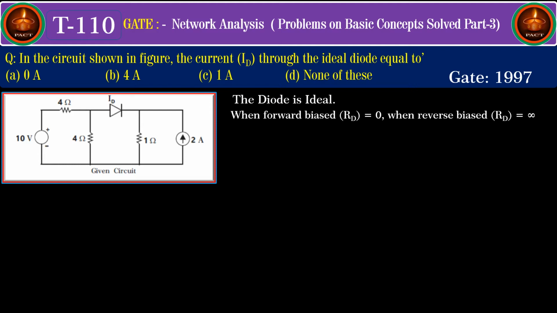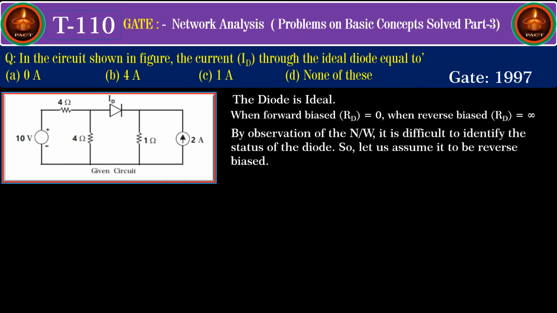So, let us confirm it by assuming that the diode is reverse biased. When it is reverse biased, we can open it. But remember friends, we have not removed the diode from the circuit. We have only changed the status. So, to find whether it is reverse biased or not, let us find the voltage at the anode terminal, let it be V1, and the voltage at the cathode terminal, let it be V2.